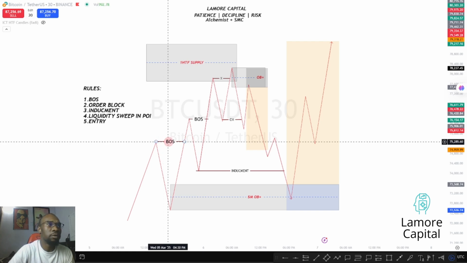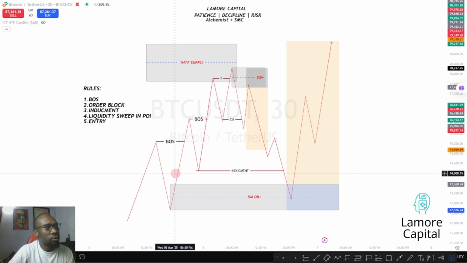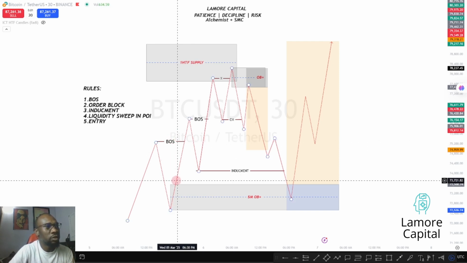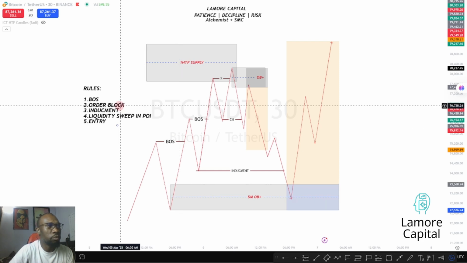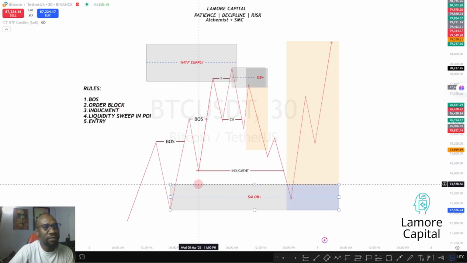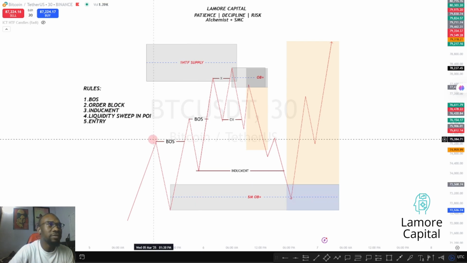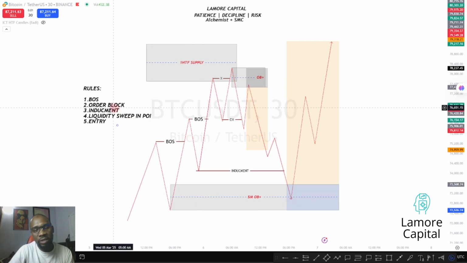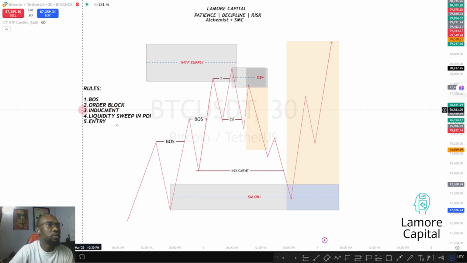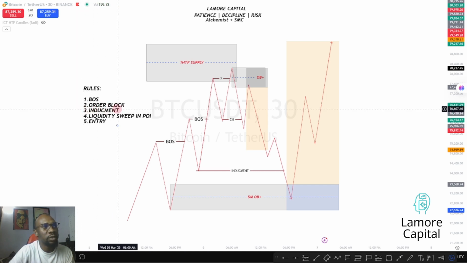After looking at our breakup structure, what we look at next is our order block. Under our breakup structure, this is our order block. This is our rule number two: we identify our order block. After identifying our order block, what are we expecting to identify next? We are looking to identify our inducement zone.